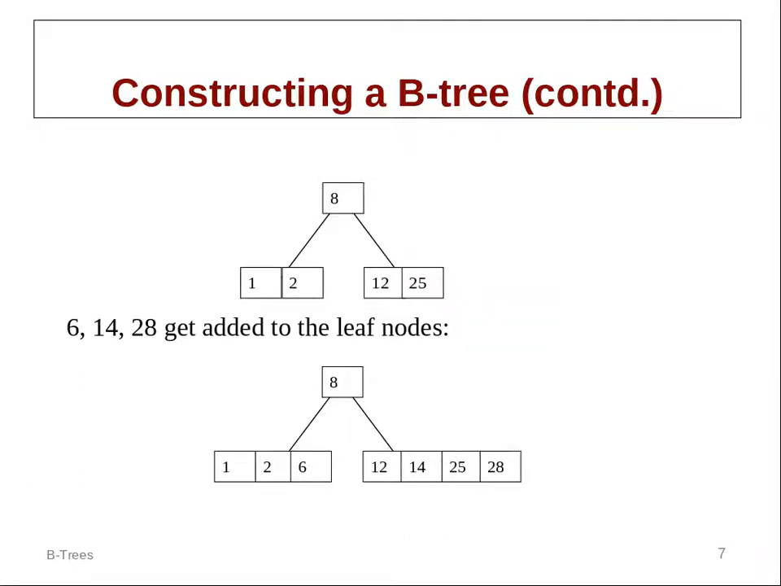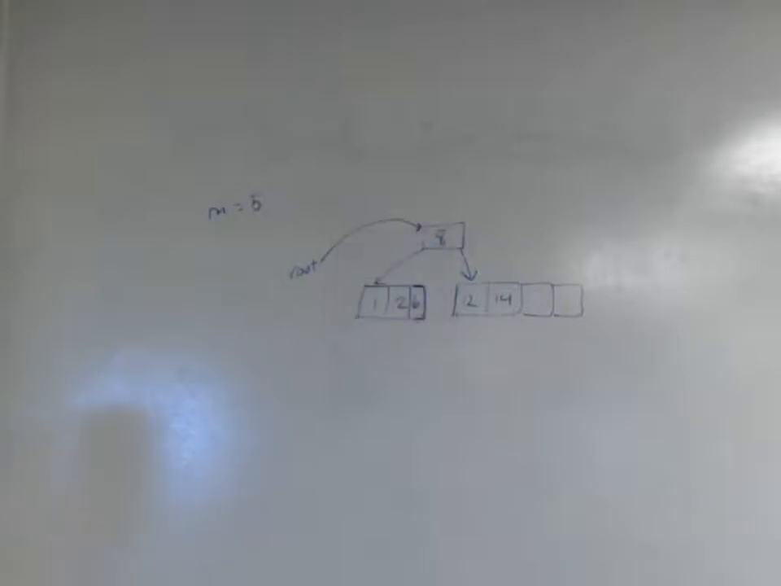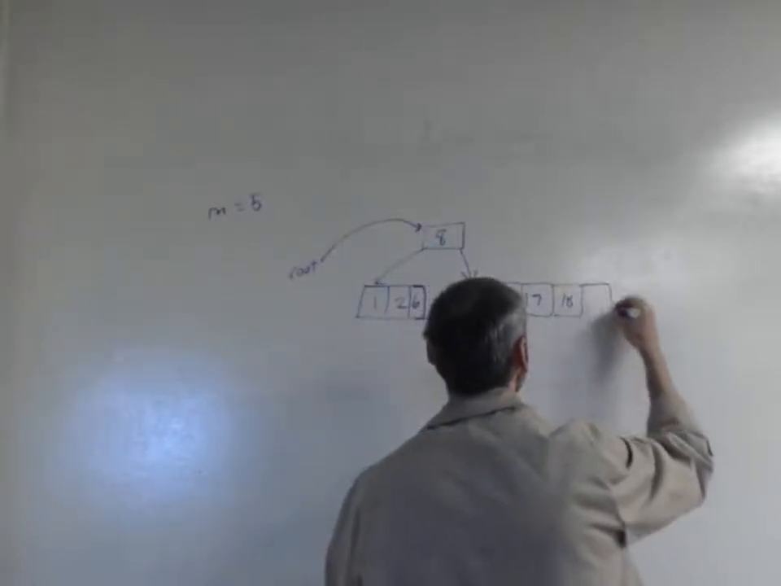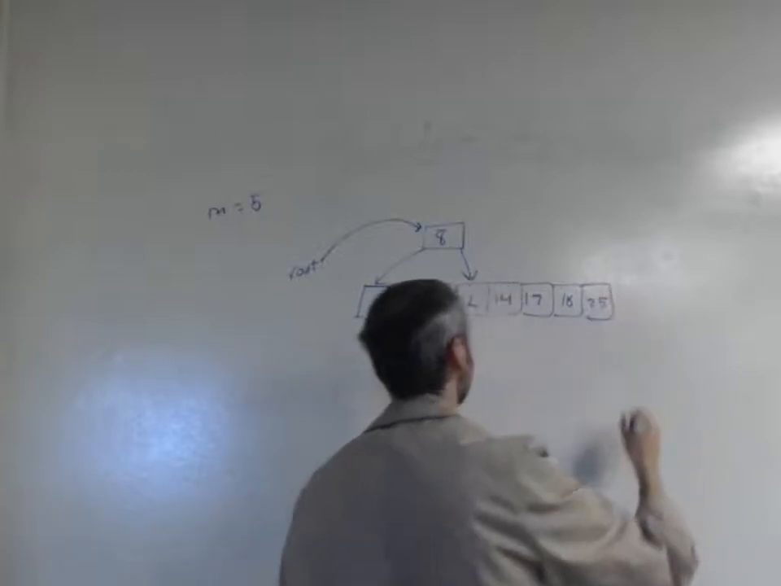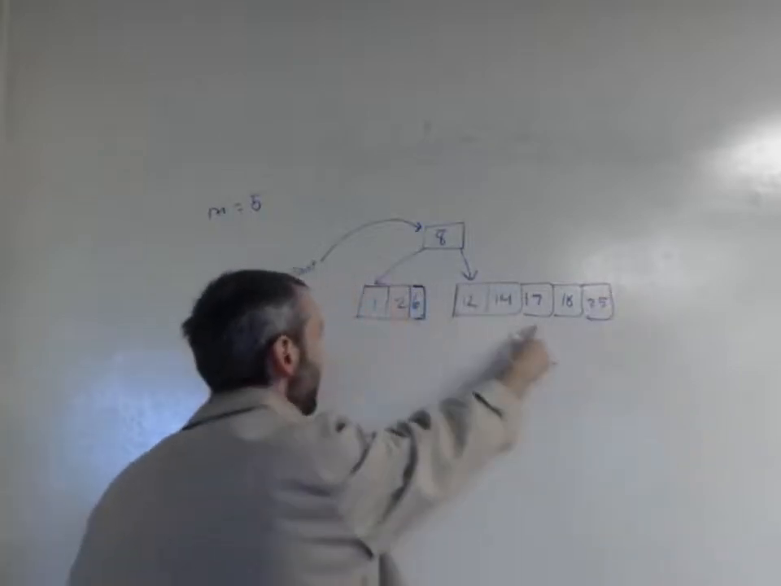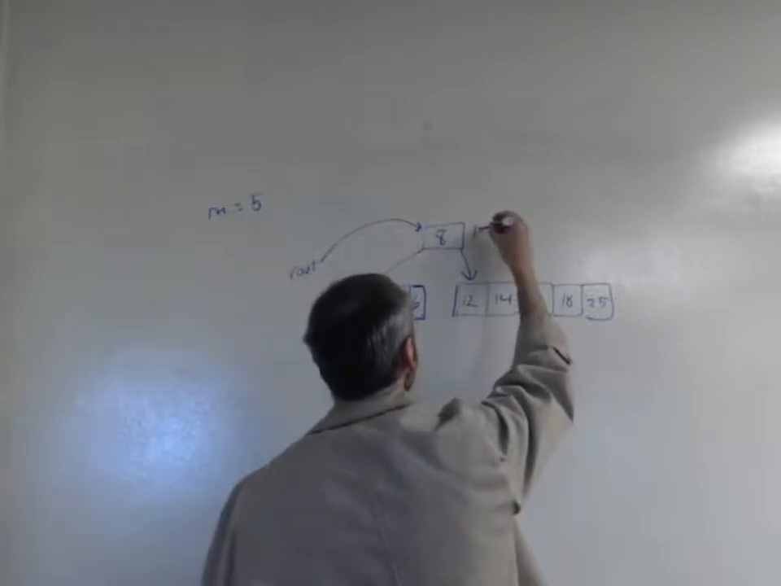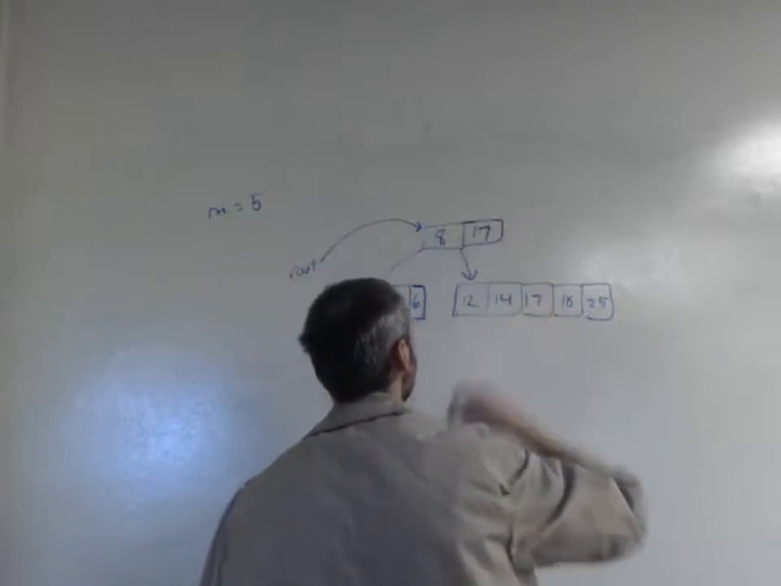Oh wait, we want to add 17. Where's 17 going to go? So 17, if we were following our rules, would go. You had to make another. Would you make that the parent? Hold on. All right, so what do we need to do? This is too big. So 17 would become the parent, but not like the. It would be added to the parent.